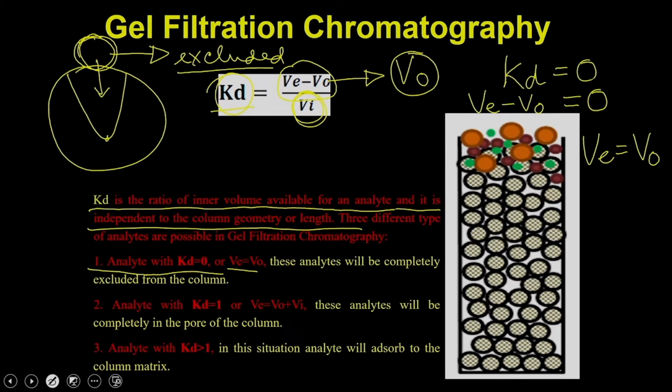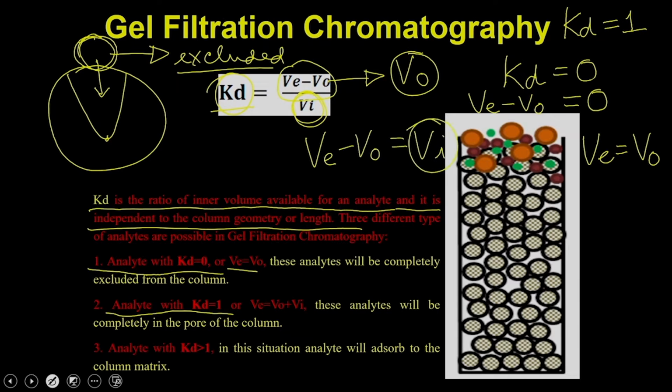Okay. Now, imagine that you have an analyte with a Kd equivalent to 1. So, if I put the value, what will happen is the VE minus VO is going to be equivalent to VI. So, under what condition could the VE minus VO be equivalent to VI, which means the VE is equivalent to VI plus VO.